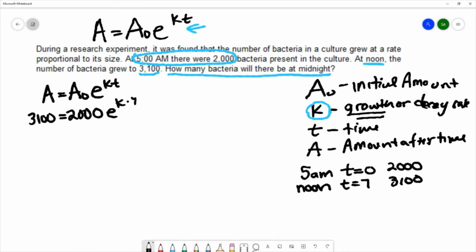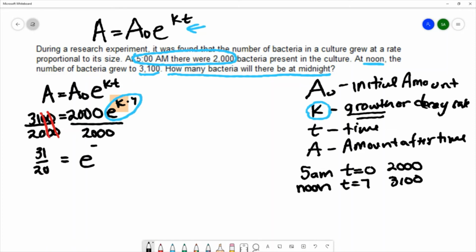Now this is our variable K, which we're trying to solve for, and it's in the exponent. So we're going to use our exponential methods to solve. We're going to isolate this exponential by dividing both sides by 2,000. We can cancel those zeros out, and that reduces down to 31 over 20 equals e to the 7k.